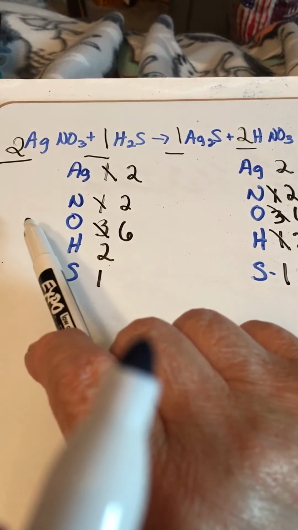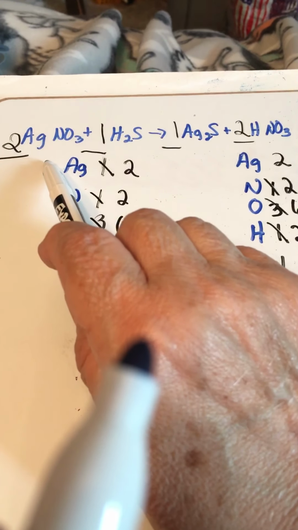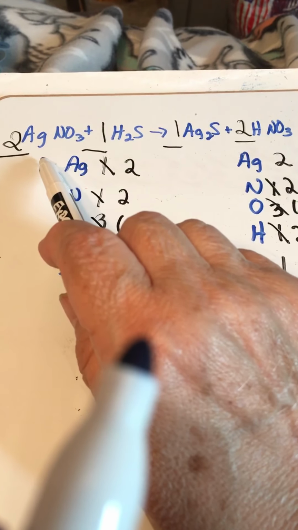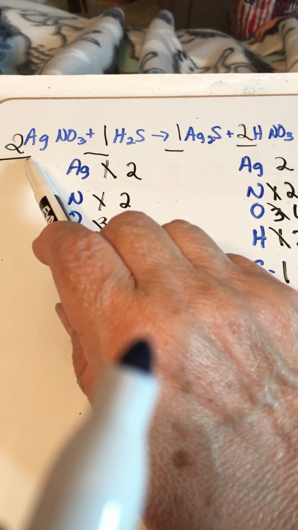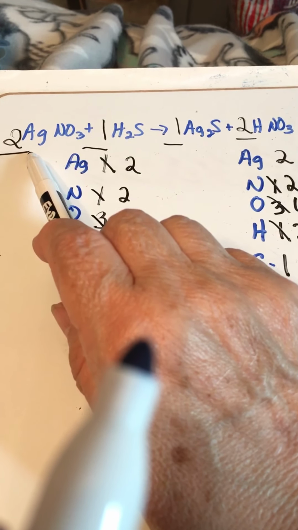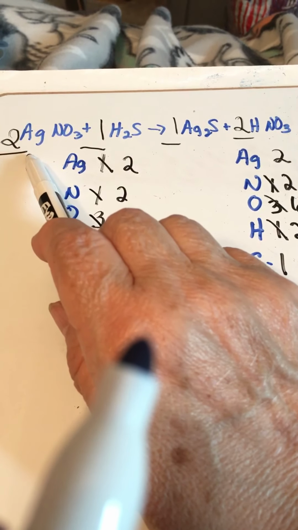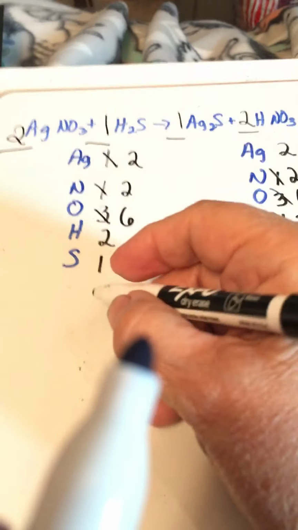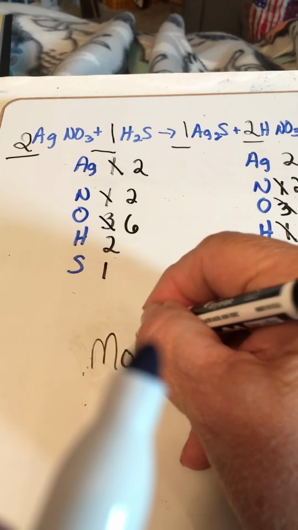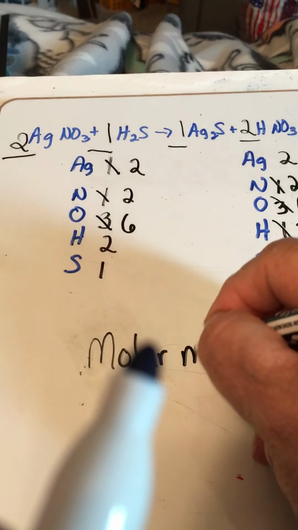Well, if that's a mole and it equals particles, how in the world do I ever use that? Because I can't measure particles in the lab. I can't measure atoms in the lab or molecules or formula units. Well, I need to use what we call molar mass.